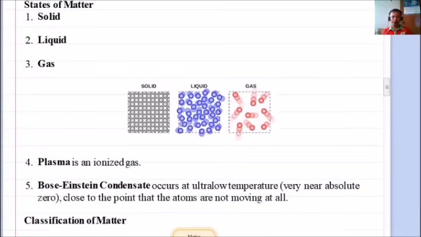And then number 5 is the Bose-Einstein condensate. So, medyo kakaiba ito. So, basically, kailangan ng mababang temperature. Okay? Yan. Na malapit po sa absolute zero, close to the point that the atoms are not moving at all. So, kumbaga, ito yung isang klase ng matter na kung saan yung kanyang mga particles ay hindi makakagalaw basta ma-meet niya lang yung temperature na kailangan niya. Ayan. So, ayan po yung pagdating sa Bose-Einstein condensate.